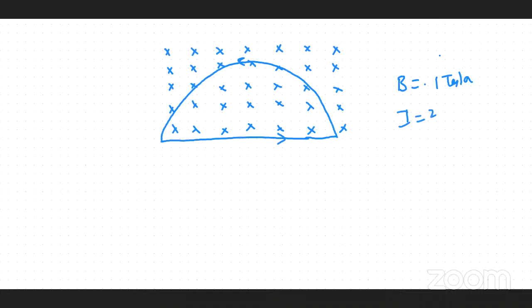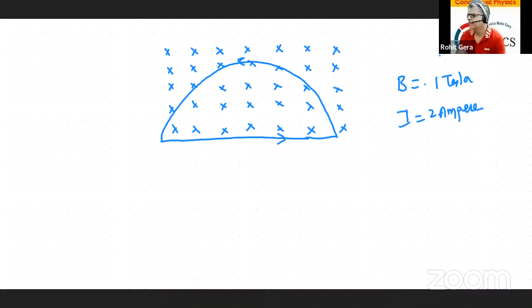You have to find the direction and magnitude of the force, and the radius is given to be 1 meter. Sorry, find the force being experienced by the semicircle.